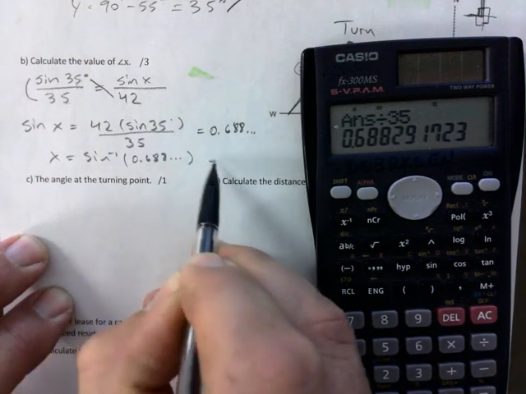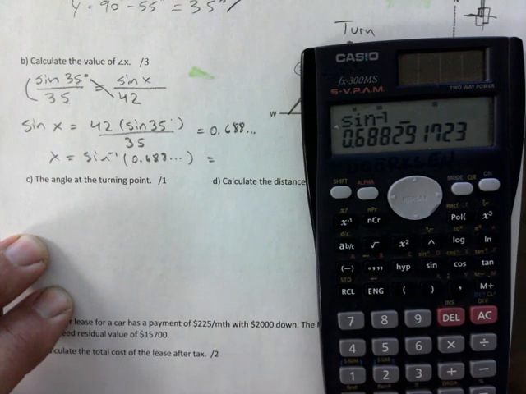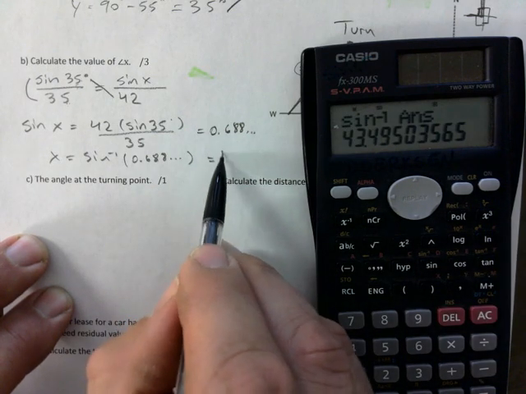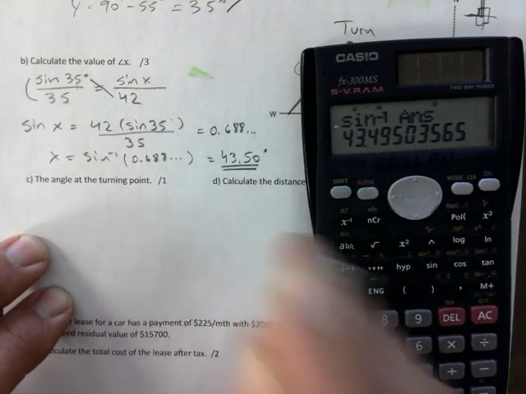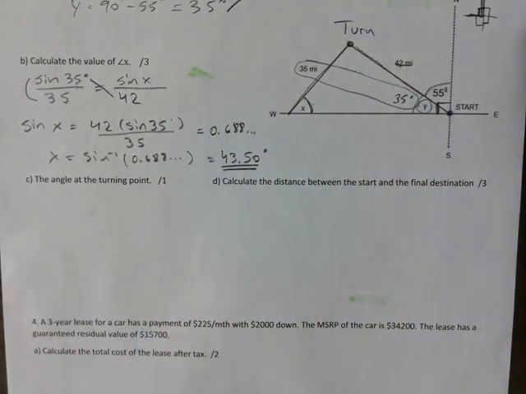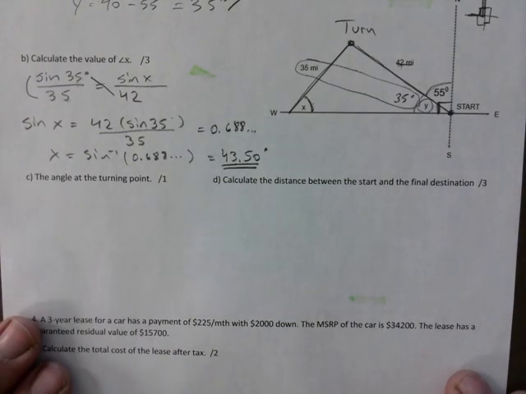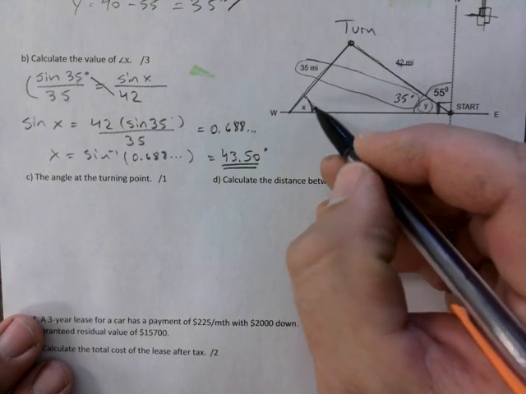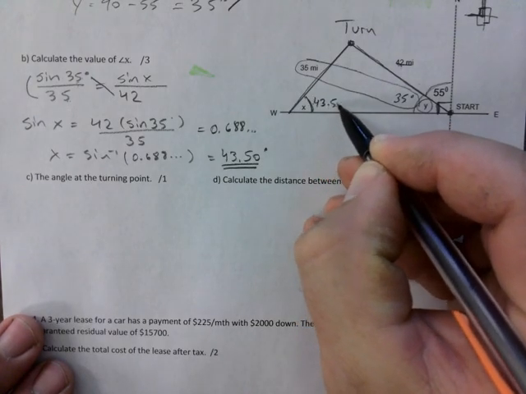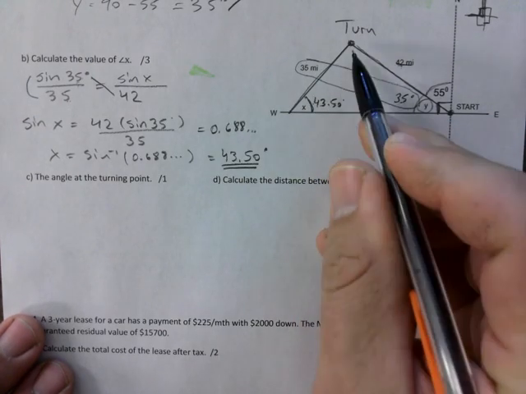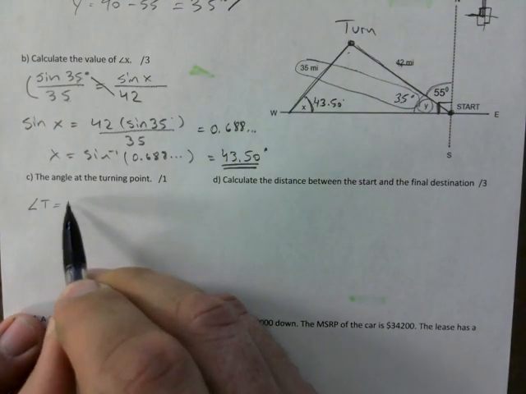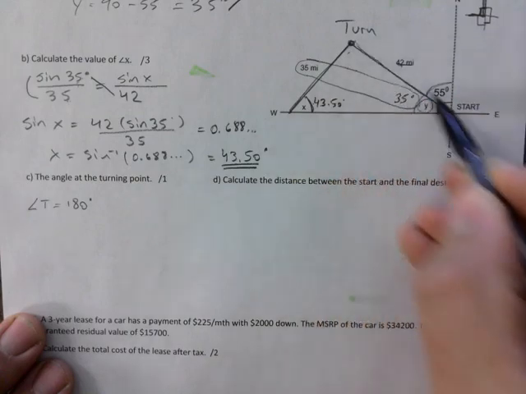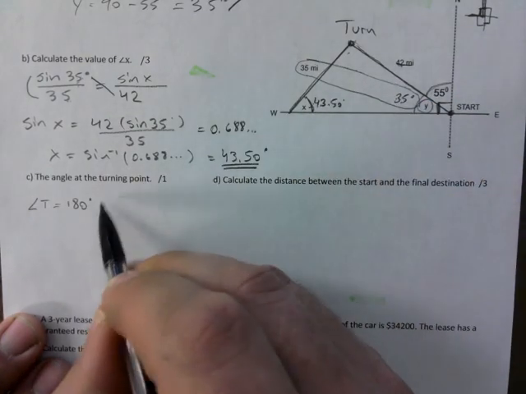So you take the inverse, shift sine, not cosine. We're doing sine law. 43.50 is your angle. Okay, 43.50. So let's write that in here. This is 43.50. We know two angles, so we can find that third one. Let's call that T, right? Angle T is 180 because we have a triangle, 180 minus these two angles.